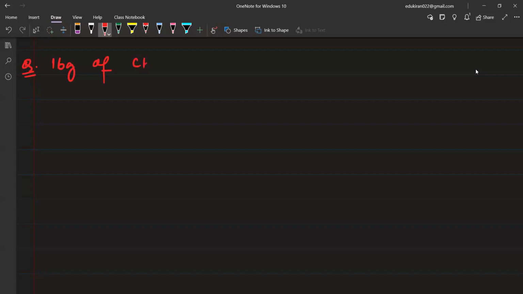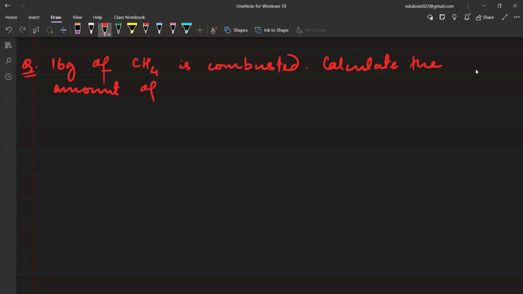16 grams of CH4 is combusted. Calculate the amount of CO2 formed. Now, the first thing is that there is no reaction given here, but because you have passed the 10th standard, NCERT, CBSE, everyone expects you to know what combustion is.